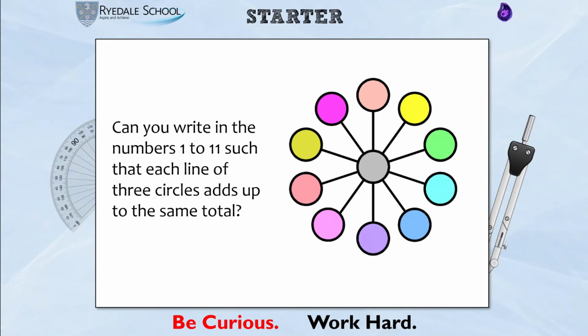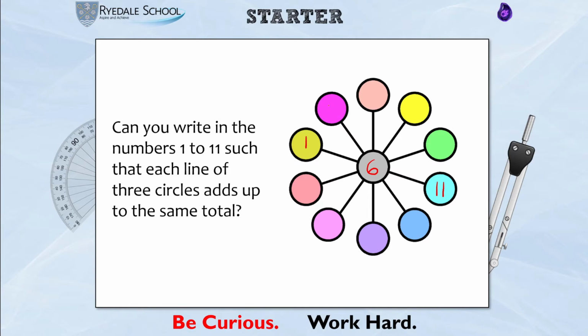The key to solving this problem is making sure that the value in the center is the middle number between 1 and 11, and the middle number is 6. Then you need to use minimums and maximums. So 1 and 11: all of 1, 6 and 11 adds up to 18.